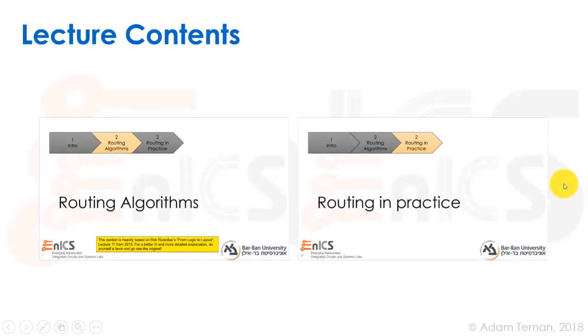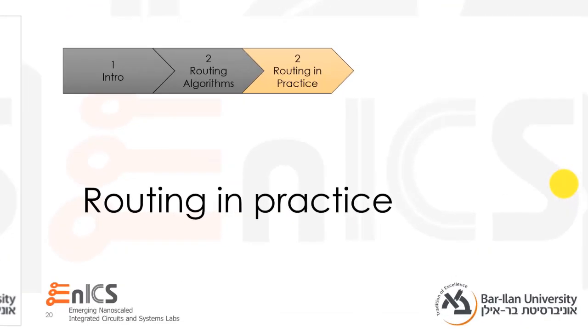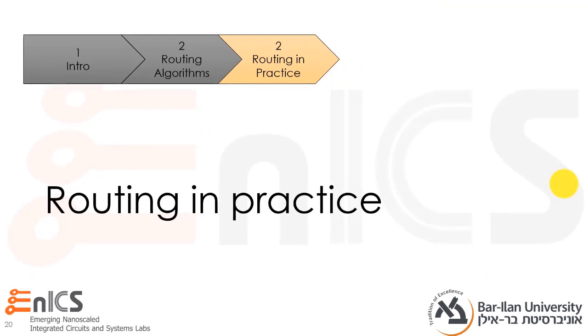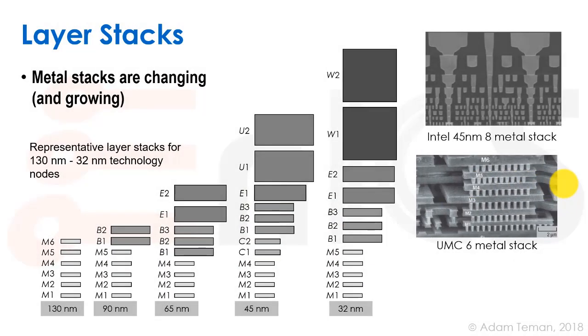So those were the basic routing algorithms we used, and now we'll go over to how routing actually happens inside the EDA tools. So remember that metal stacks are changing and growing. What we see is some sort of representative layer stacks for 130 nanometer to 32 nanometer technology nodes. And what I just want to point out here is that you can see that in older technologies, what we have is just a bunch of metal layers which grew from 1 or 2 metal layers into 6 or 8. But they're the same type of thing.